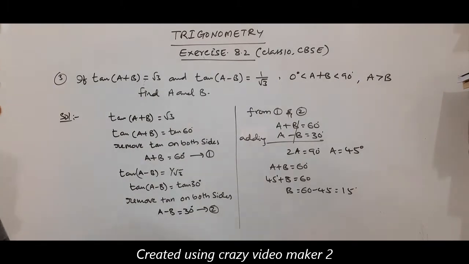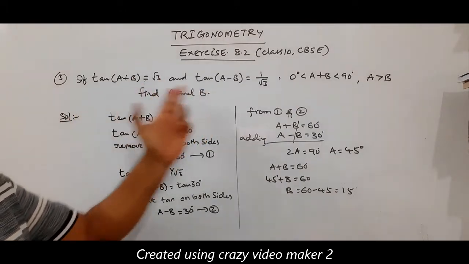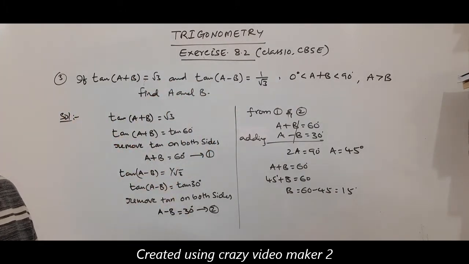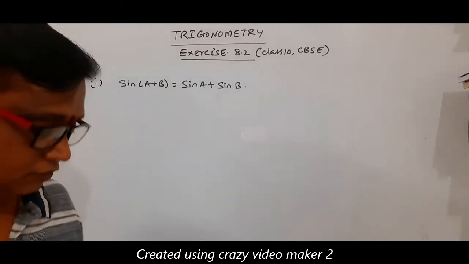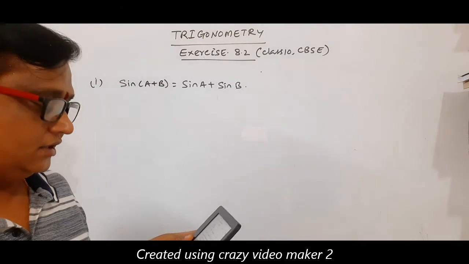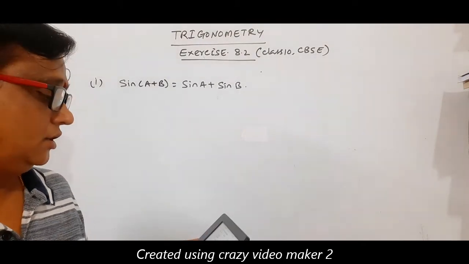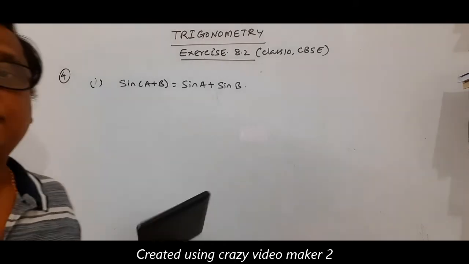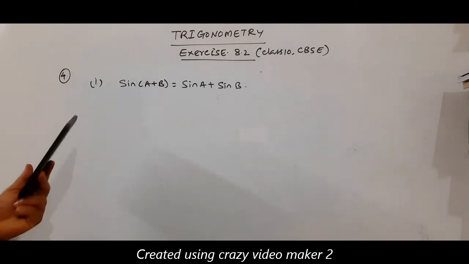Like these questions they are asking, every time you are going to interchange the angles and solve like this. Okay. In this fourth question, state whether the following are true or false. Justify your answers. So the first question is given, sin(a plus b) equals sin a plus sin b.